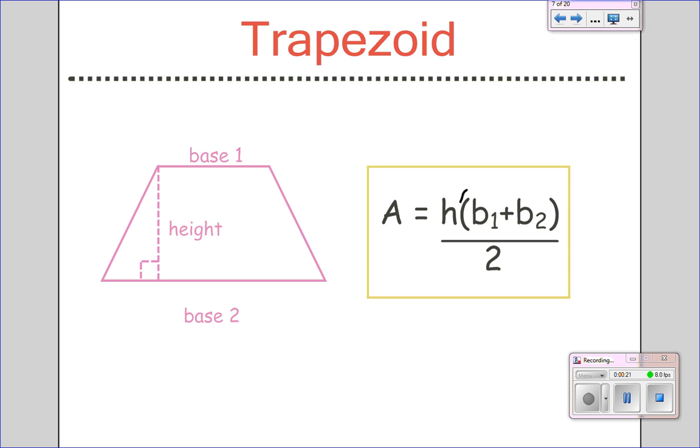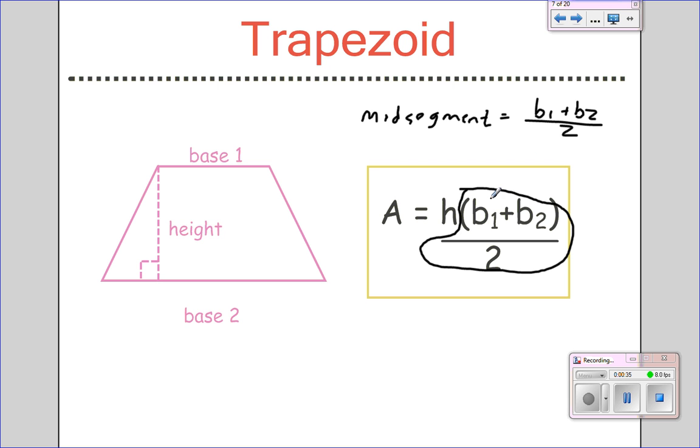If you look at this portion of the formula right here, you'll notice that this is just the average of the bases. If you remember when we did mid-segment, the mid-segment was also equal to base 1 plus base 2 over 2. So really, to find the area of a trapezoid, we're just finding the height of it times the average of the bases, which is base 1 plus base 2 over 2.